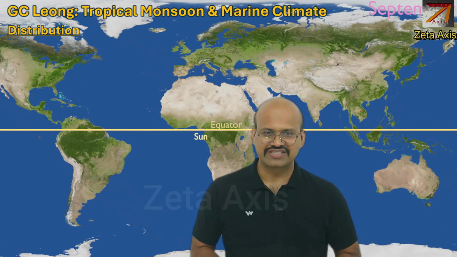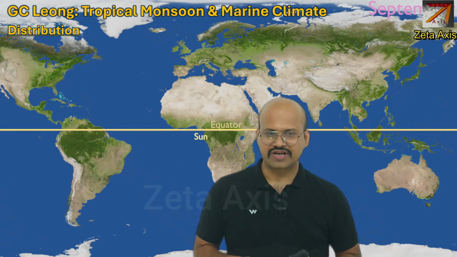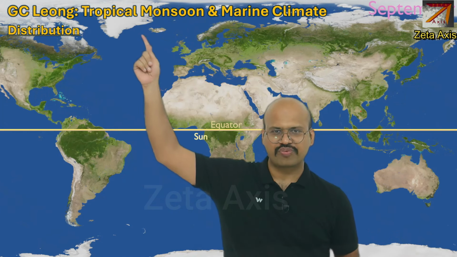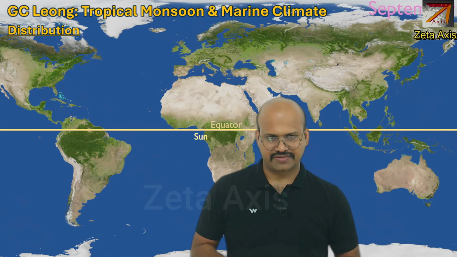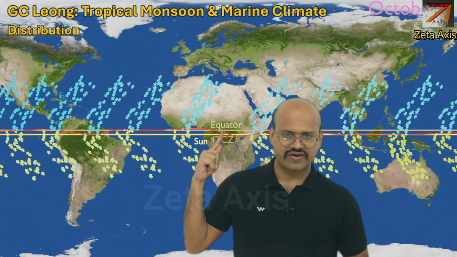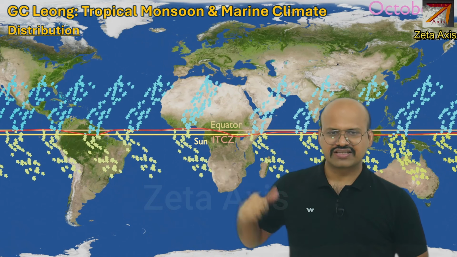Now let's try to understand the wind movements in the tropical monsoon and tropical marine climate, because the movement of the winds is a very important difference between the tropical monsoon and marine climate systems. Here we can see the equator and the sun, which is over the equator. This is the ITCZ, which is very close to the equator and is following the sun. Because the sun is moving in the southern direction, the ITCZ is also slightly in the southern hemisphere.